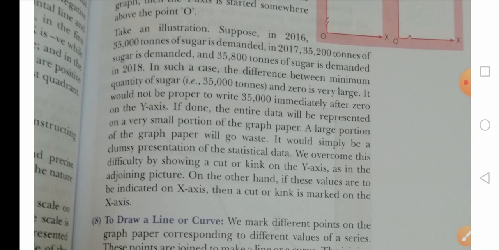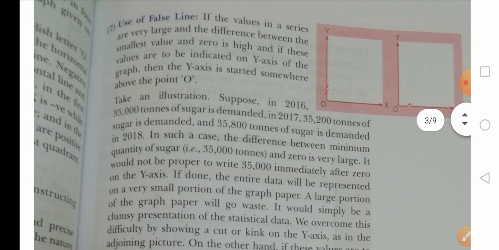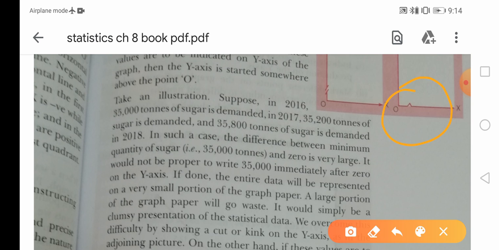We overcome this difficulty by showing a simple cut or nick or parallel line on the y-axis, as we have seen earlier in the picture. On the other hand, if these values are to be indicated on the x-axis, we just simply put a triangular shape on the x-axis for the same thing.